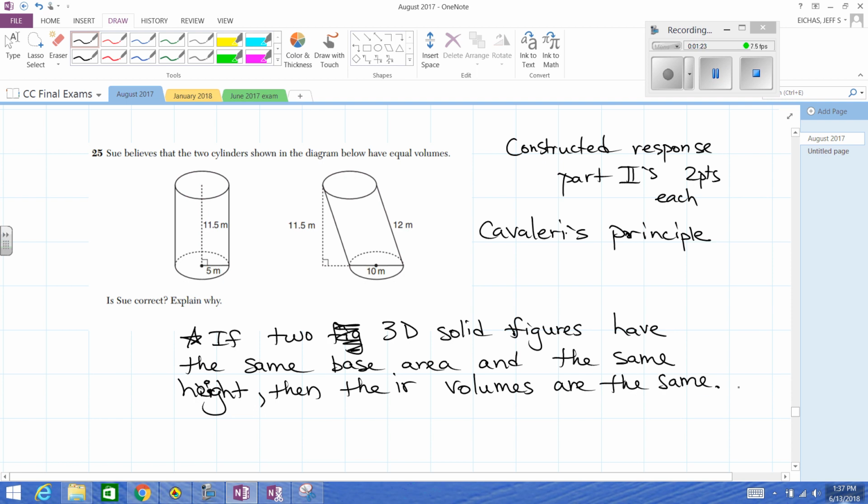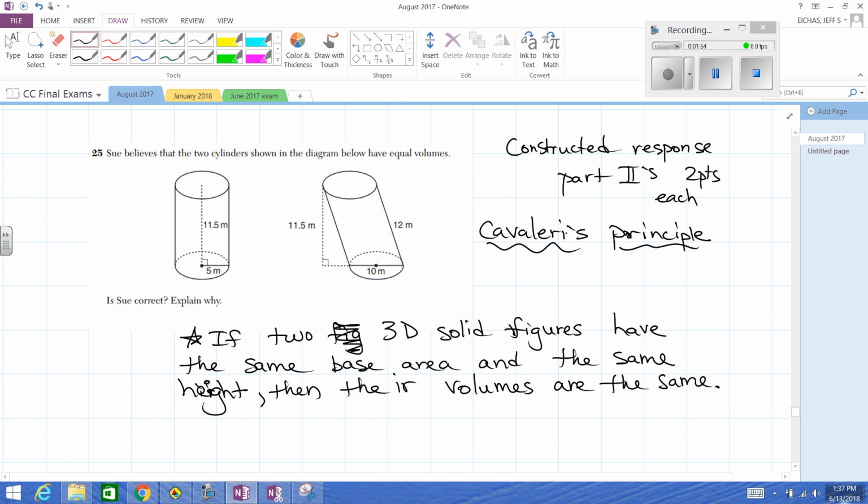So you could actually have a rectangular prism and a cylinder have the same volume in the right conditions, as long as their base areas are the same and their heights. Now, a lot of my students went a few different ways here. Good things, they actually calculated both volumes and showed that they were the same. That's fine. If you didn't know Cavalieri's principle, you could do that. There's nothing wrong with that.